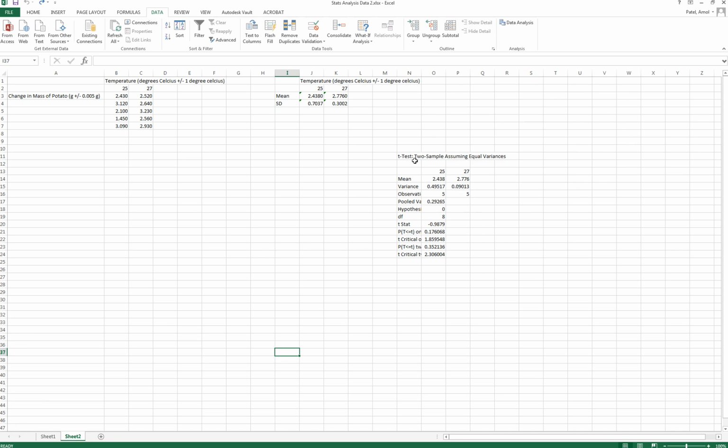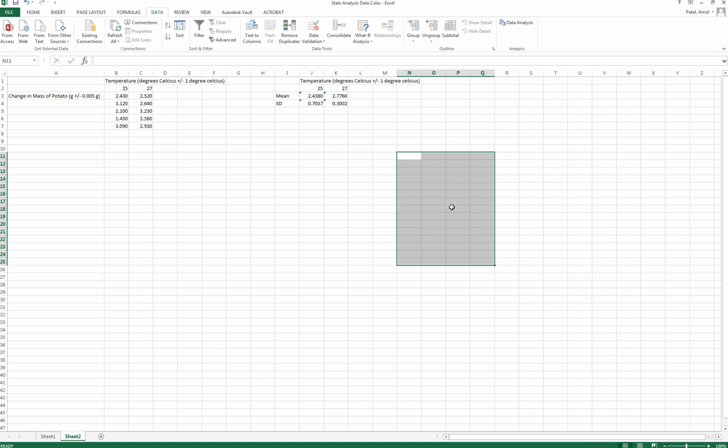Okay, so I figured it out. I was doing the wrong test. It shouldn't be unequal variances. I mean, it should not be unequal variances. It should be equal variances. So I'll show you how I got to that. Let me delete that out of there.